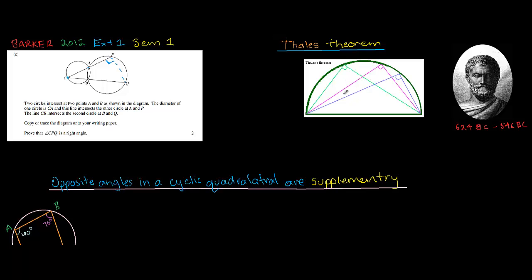Anyway, something he realized was if this is a diameter, similar to what we've got in AC over here, so say that's A and this is C, any point that you draw with AC as the basis of the triangle will be a right angle. So this is called Thales' theorem.